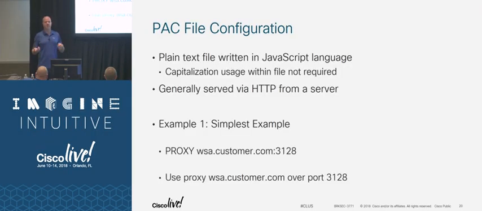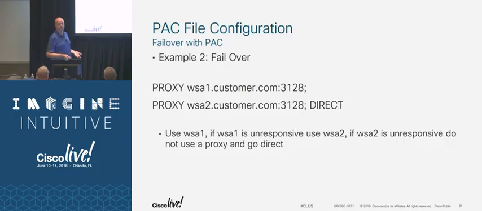and it can be served from the WSA or it can be served from a domain controller. We have customers who do both. The simplest example is you just give it the proxy DNS name and what proxy port it's going to be listening on. That's pretty basic. Like in this example, use that proxy over the proxy port 3128 that the proxy is listening on, and everything should be happy. Real simple, right? It will do failover and load balancing.